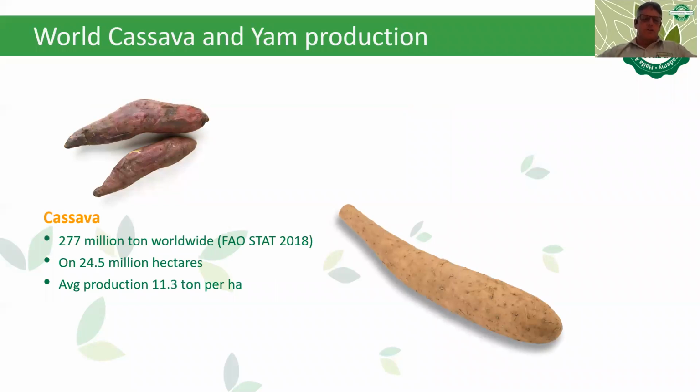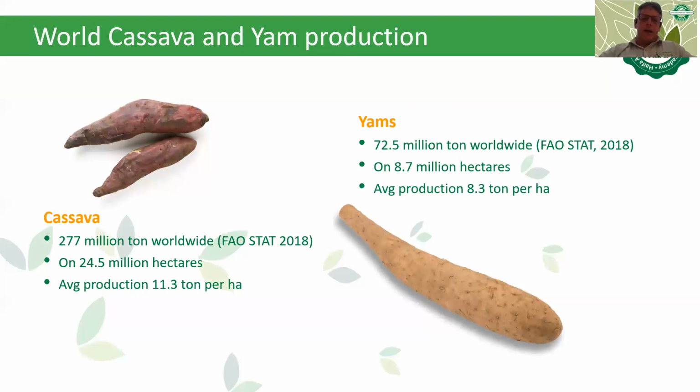Then we talk about cassava, which is another huge crop if you compare it to the potatoes, 277 million tons on 24.5 million hectares, which gives you an average production of 11.3 tons per hectare. And then on the yams, which is the last of the tuber crops, 72.5 million tons worldwide on 8.7 million hectares. So that gives you an average production of 8.3 tons a hectare.